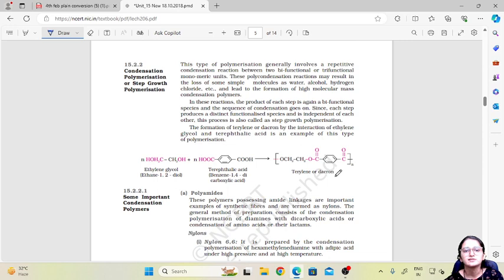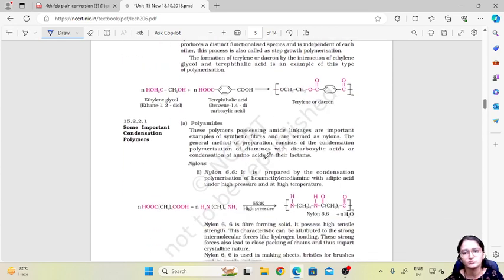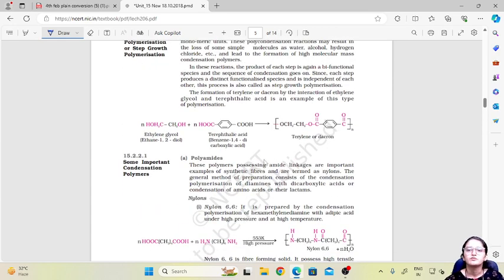Then next we have condensation polymerization or step growth polymerization. This type of polymerization involves repetitive condensation reactions between two bifunctional or trifunctional monomeric units. Now in this reaction, the product of each step is again a bifunctional species and the sequence of condensation goes on. So here each step produces a distinct functionalized species and it is independent of the others, so it is called step growth polymerization. And here the formation of terylene or Dacron by interaction of ethylene glycol and terephthalic acid is an example of this type of polymerization, which is a step growth polymerization.